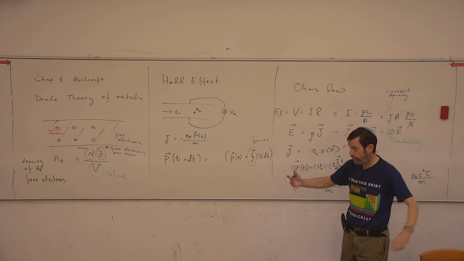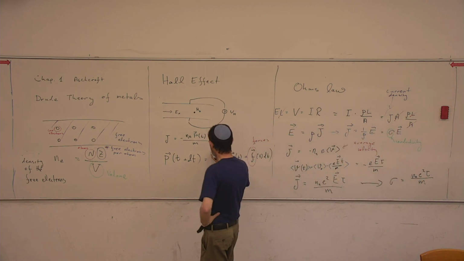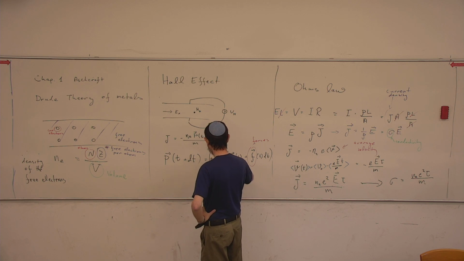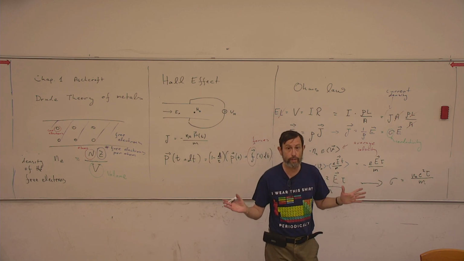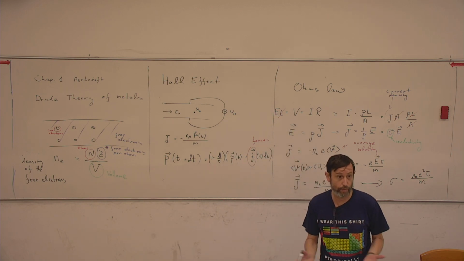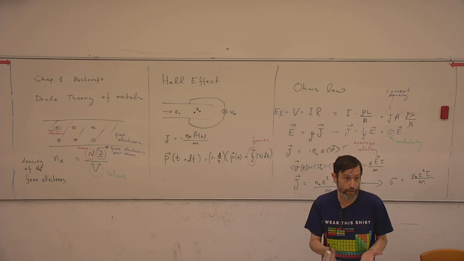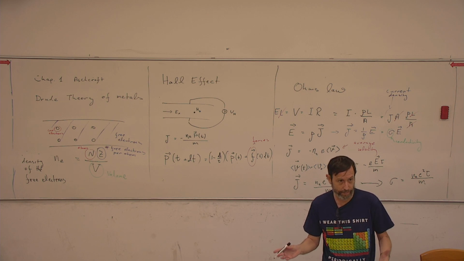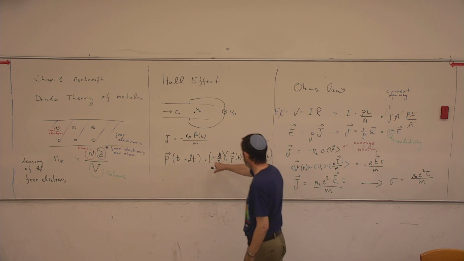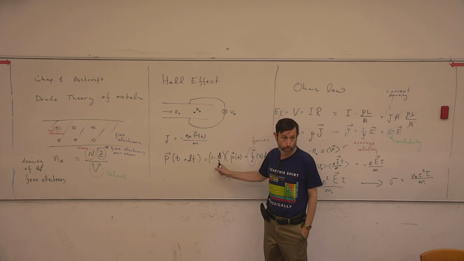And what does it mean? That with a certain probability, everything goes to zero. The momentum goes to zero because I had a collision in this period of time dt. And what is the probability? Depending on tau.